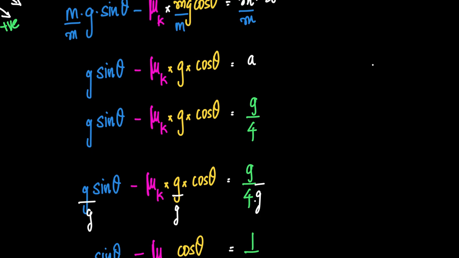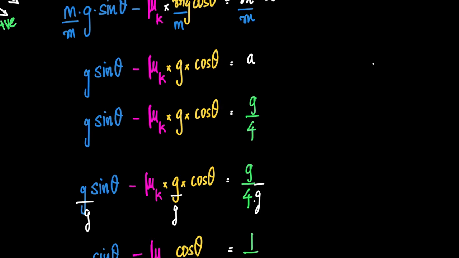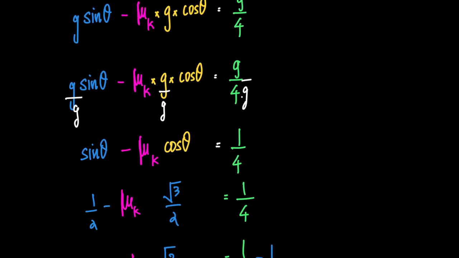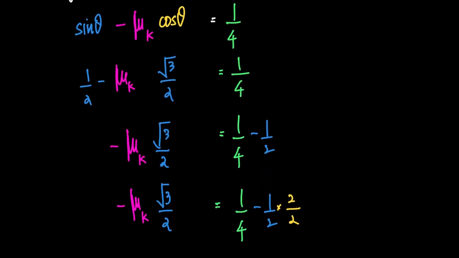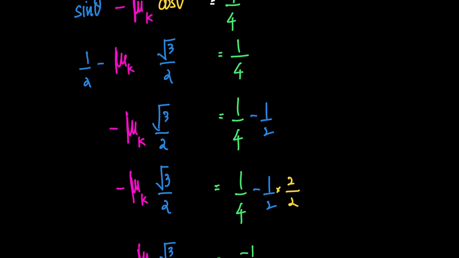So now we have g in all three terms, so we'll divide this entire equation by g. g by g is 1. So we have sine theta, minus mu k cos theta, and on the right, g by g is 1, so we have 1 by 4. Sine theta is 30 degrees here. So sine 30 is 1 by 2 and cos 30 is root 3 by 2. So 1 by 2 minus mu k into root 3 by 2 is equal to 1 by 4.